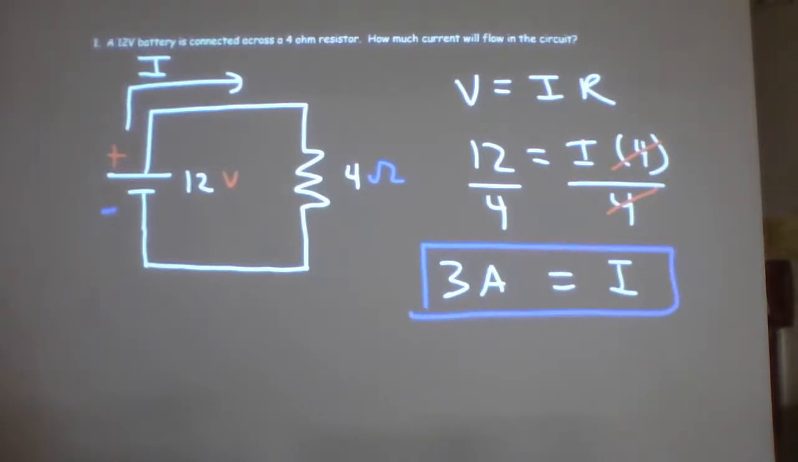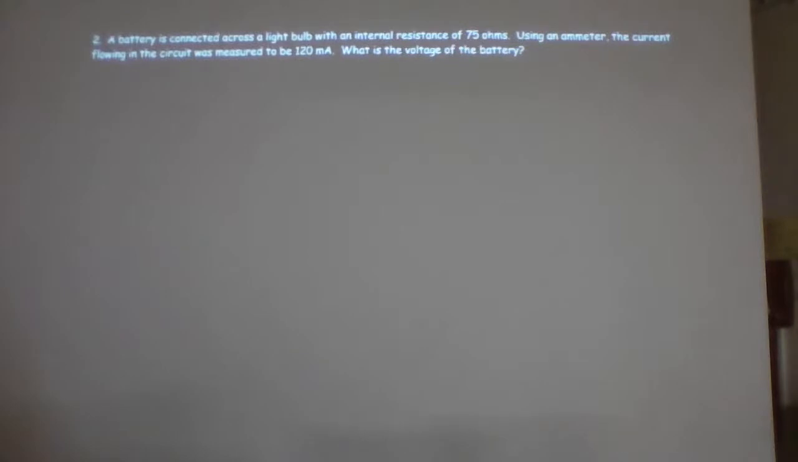And that's the answer. Number 2: a battery is connected across a light bulb with an internal resistance of 75 ohms. Using an ammeter, the current flowing in the circuit was measured to be 120 milliamps. If you see mA, that's milliamps. What is the voltage of the battery? Feel free to pause the video and draw a circuit with the appropriate elements and then solve it.